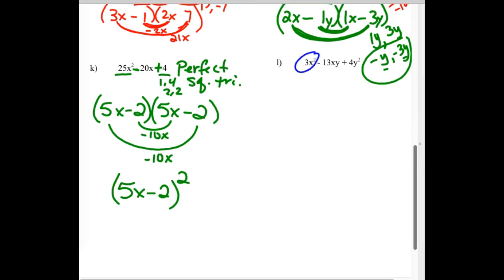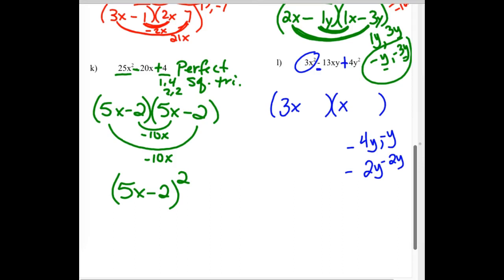All right, how I split up a 3x squared. There's only one way to multiply and get a 3, so I'm using 3 and 1, 3x and 1x. To get a 4y squared, I could do 4y times y, I could do 2y times 2y, I could do negative versions, and since my middle term here is negative 13, I'm going to use the negative options. Two negatives will multiply to be positive, but add up to a negative here.